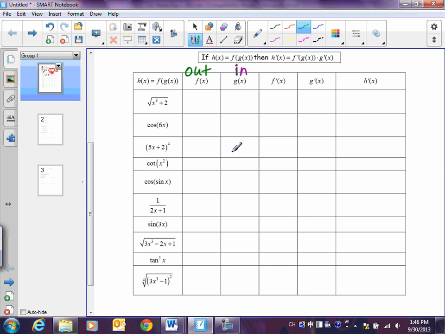All right. So looking at this first example, what would you say is the outside function? Something that's happening to the entire thing. Square root. Okay, that's the same as saying something to the 1/2 power. All right, now, what's the inside function? Yeah, it's what's underneath the square root. The x cubed plus 2.